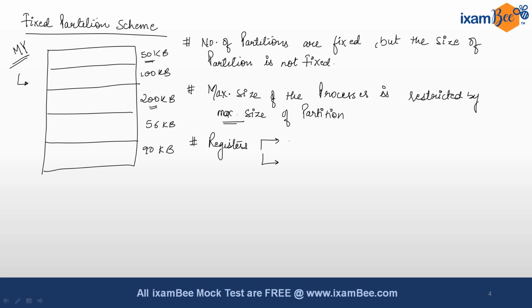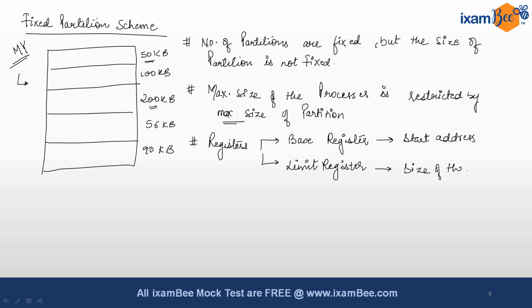One register is for the base and limit. Base and the limit register. So these are the two registers which we are using in the fixed partition scheme. Base register and the limit register. So in base register, it contains the starting address, the start address, and here this limit will be containing the size of the block, not the last or the ending address. It will contain the size of the block.